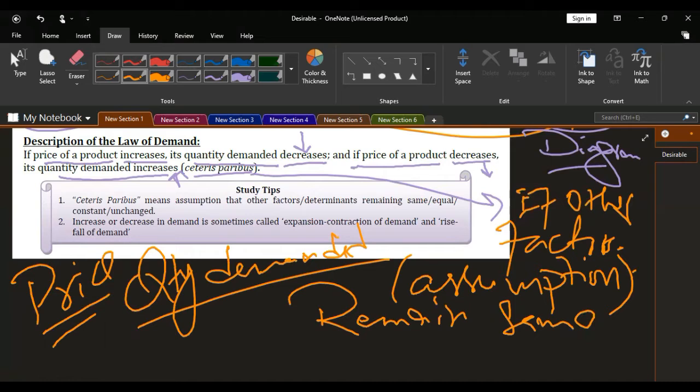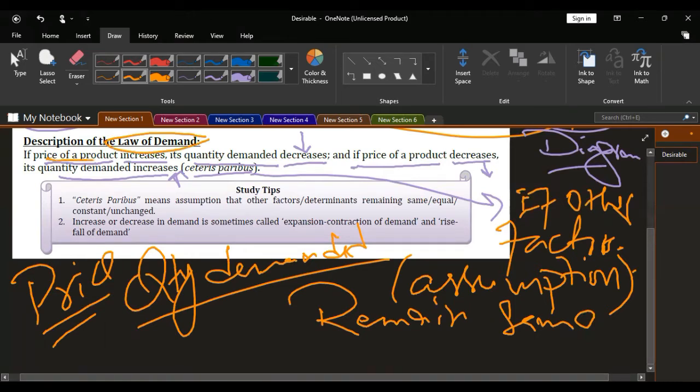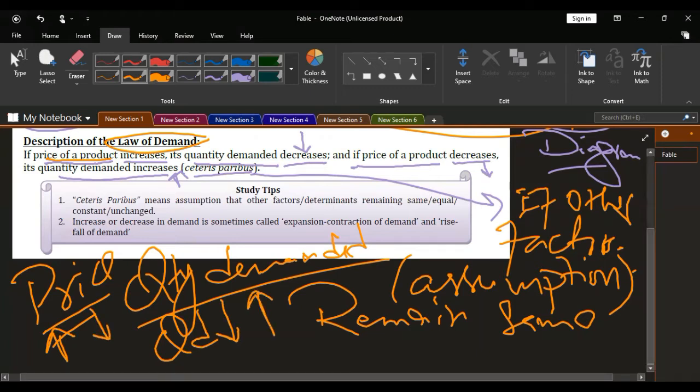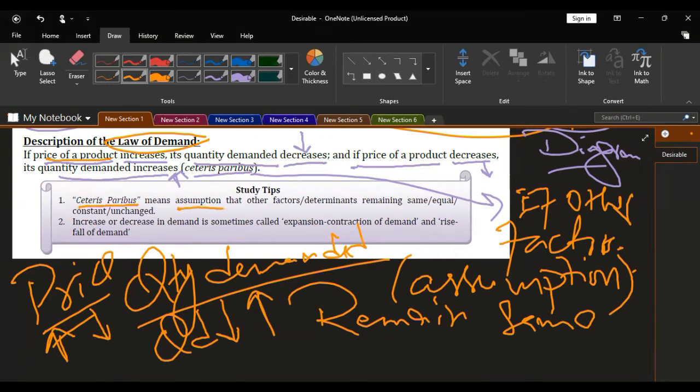So law of demand states that if price of the product increases, its quantity demanded decreases. And similarly, if price decreases, then quantity demanded increases. What is ceteris paribus? Ceteris paribus means assumptions that other factors or determinants remain the same, equal, constant, or unchanged.